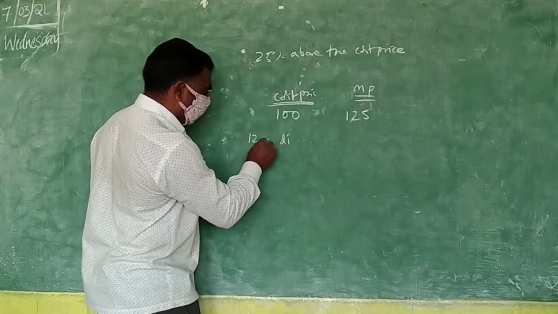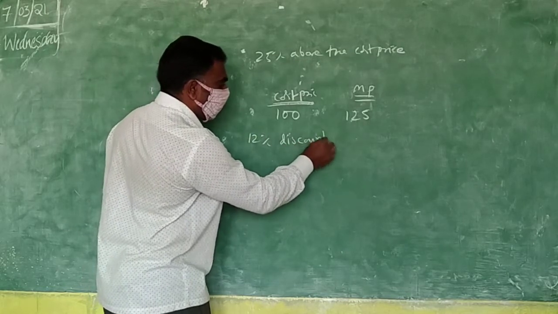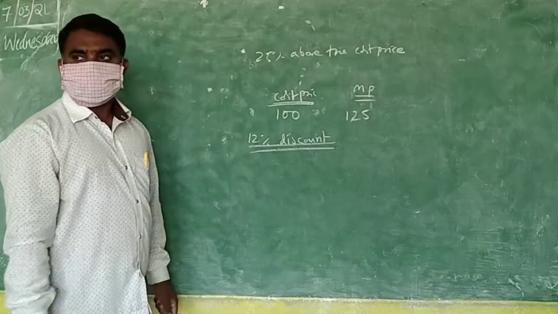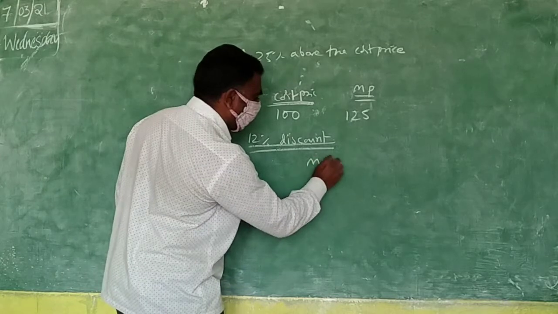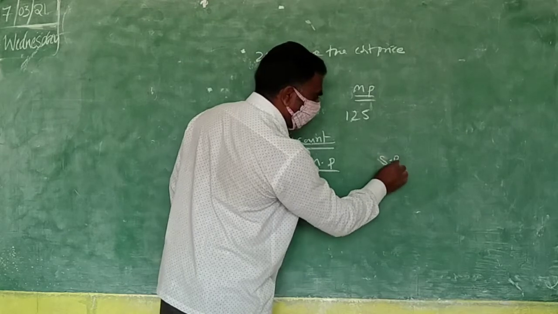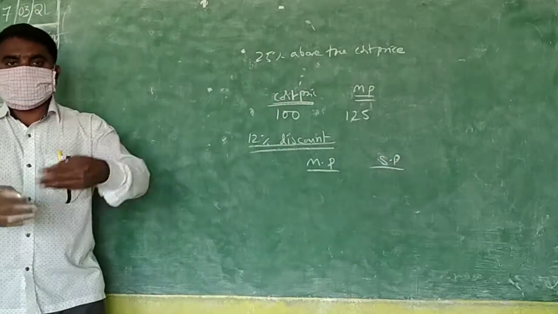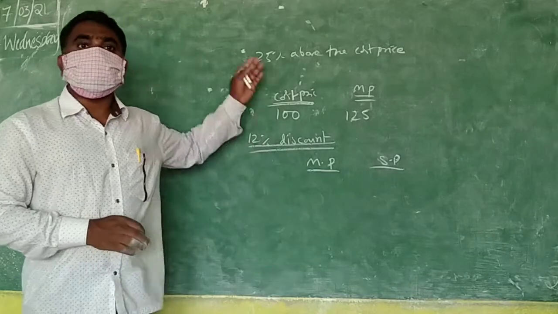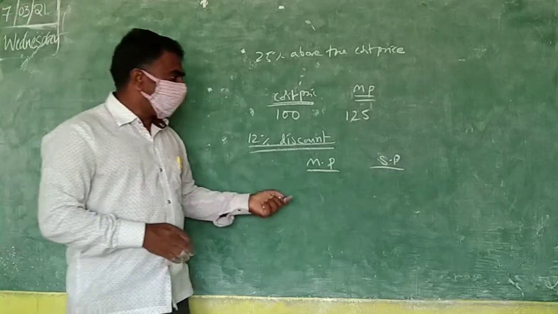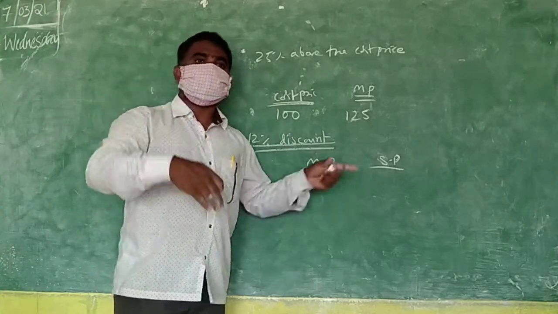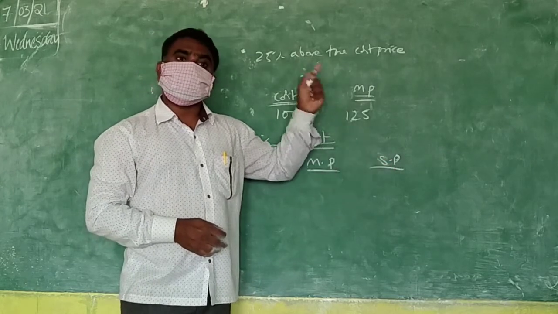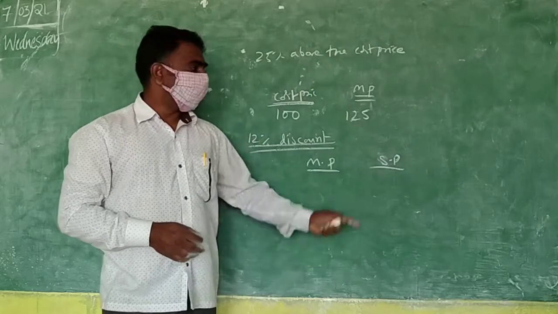Then discount, 12% discount. What is the meaning of 12% discount? It means decreasing. So between market price and selling price, the shopkeeper is selling to others now. In the view of the shopkeeper it is the selling price. In the view of the customer it is the cost price, but in the view of the shopkeeper it is the selling price. That's why I have written selling price here.